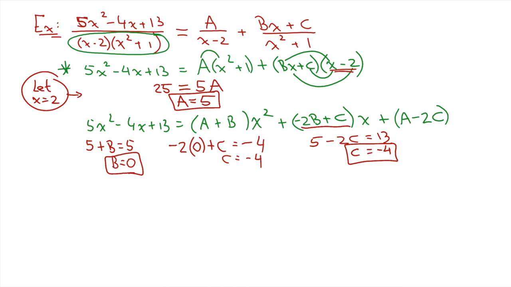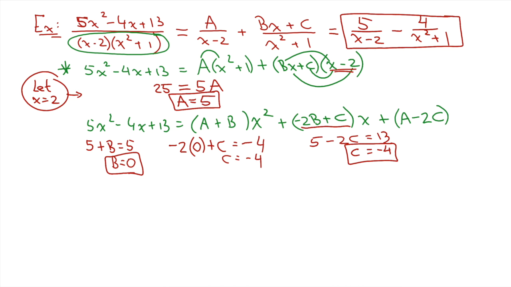All right, so the final answer would be A, where's A? Oh, 5 over x minus 2 plus, well, it's not going to be plus, is it? Well, B is equal to 0, right? So Bx is gone, and all you're left with is C, and C is negative 4, so I'll go minus 4 over x squared plus 1. And that would be the decomposition of 5x squared minus 4x plus 13 over x minus 2 times x squared plus 1. Kind of cool if you think about it.